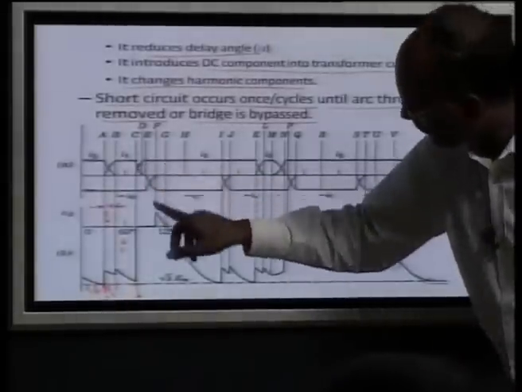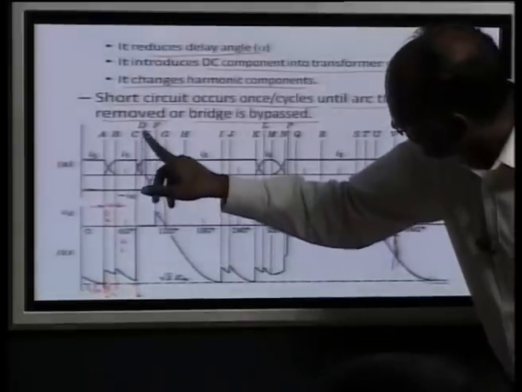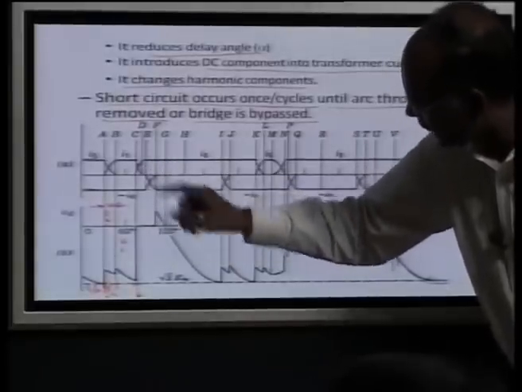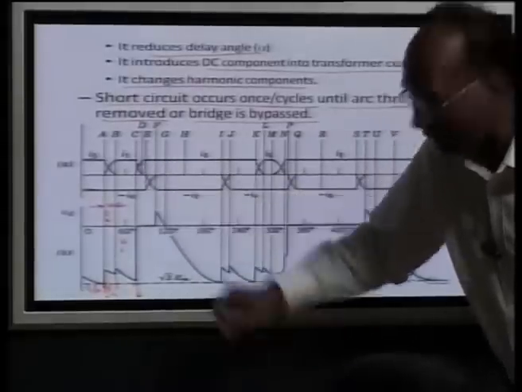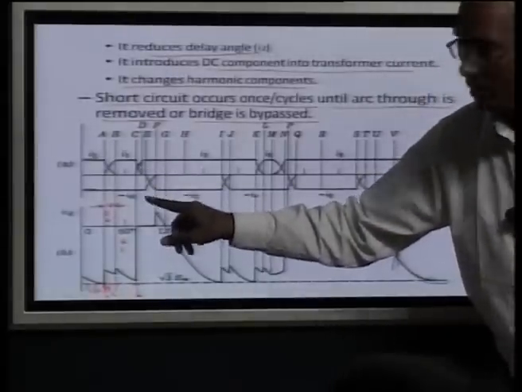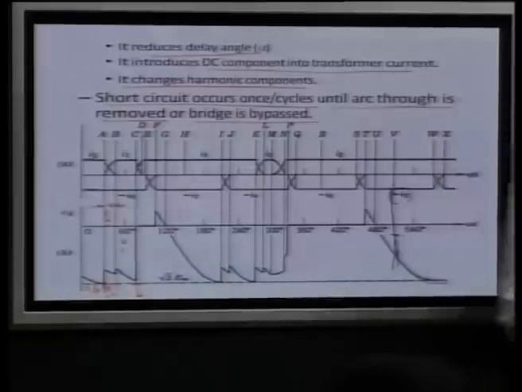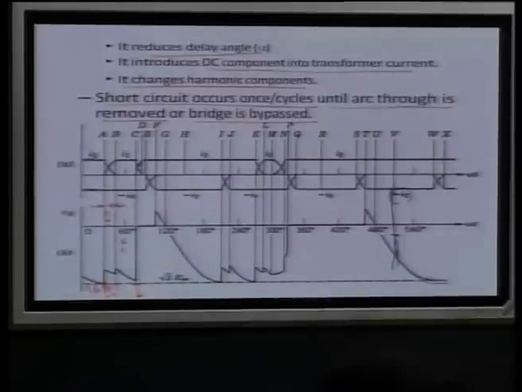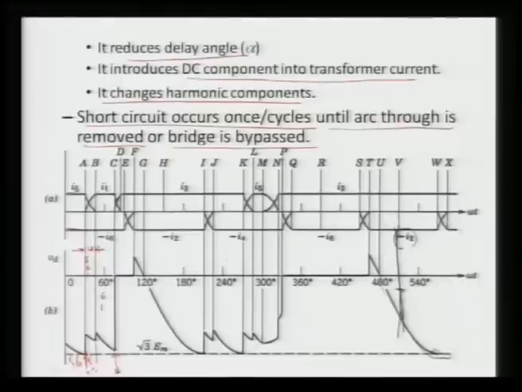After that, from this point D onwards, 6 and 1 are conducting, and 6 and 3. I can write in this graph itself. You can see at this point 3 is there. So 6, 1 and 3 are conducting, then commutation is over, meaning during this period 6 and 3 are conducting.